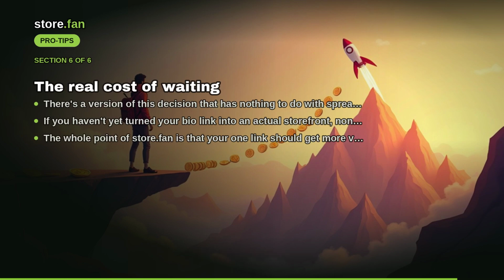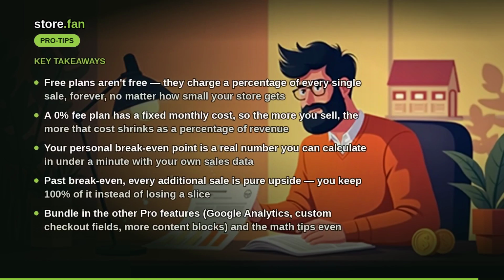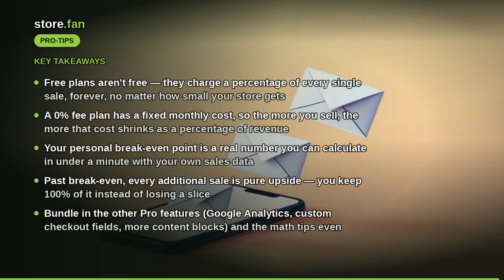Key takeaways. Free plans aren't free. They charge a percentage of every single sale forever. No matter how small your store gets, a 0% fee plan has a fixed monthly cost. So the more you sell, the more that cost shrinks as a percentage of revenue. Your personal break-even point is a real number you can calculate in under a minute with your own sales data. Past break-even, every additional sale is pure upside.